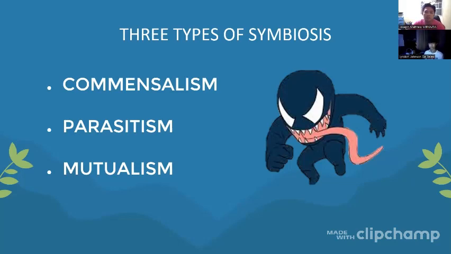So the second one is parasitism, when the organism benefits from the relationship, but at the expense of the other. The organism may live inside the other's body or on the surface. So the third one is mutualism. It's a close relationship where both parties benefit, both species will benefit from the relationship, and many of these relationships are long lasting.